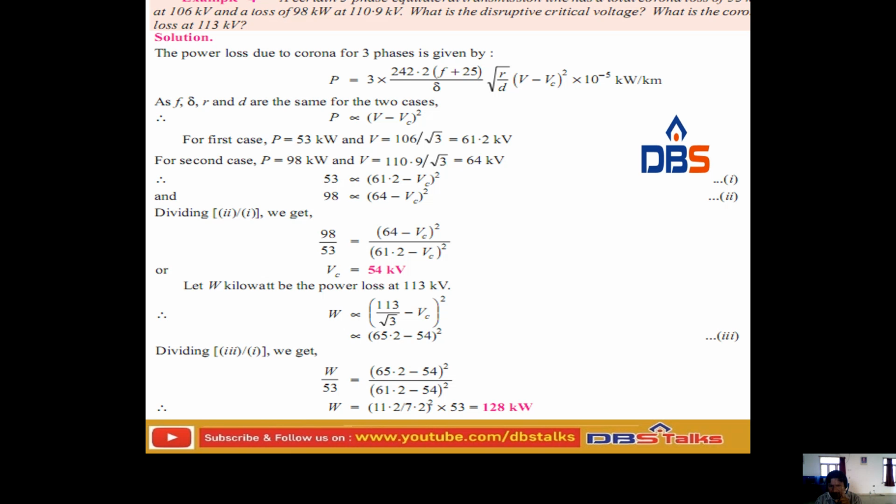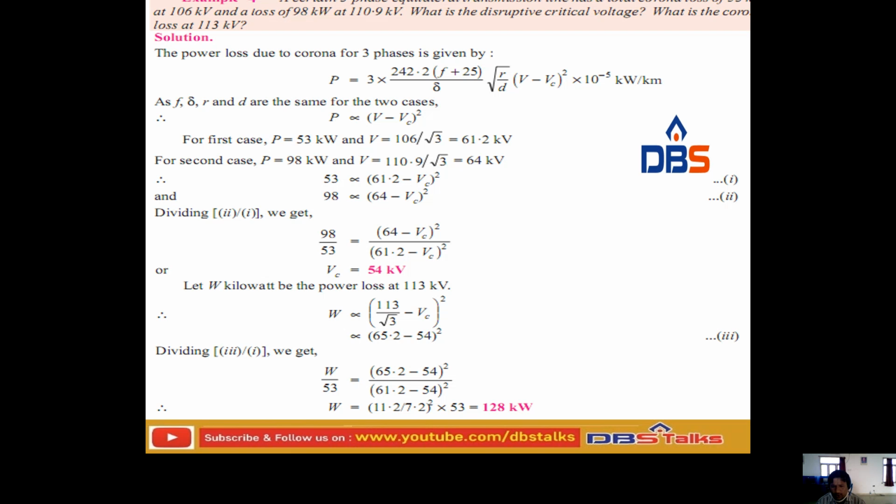Corona loss at supply voltage 106 kV is 53 kW, and at supply voltage 110.9 kV it is 98 kW. Now, what is the corona loss at 113 kV supply? And also calculate the critical disruptive voltage. We know the formula for corona loss for three phase, where we are directly putting three phase, right?